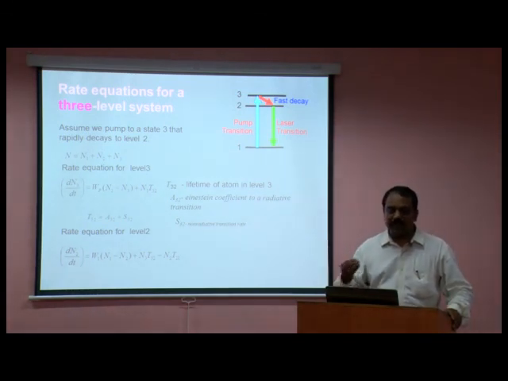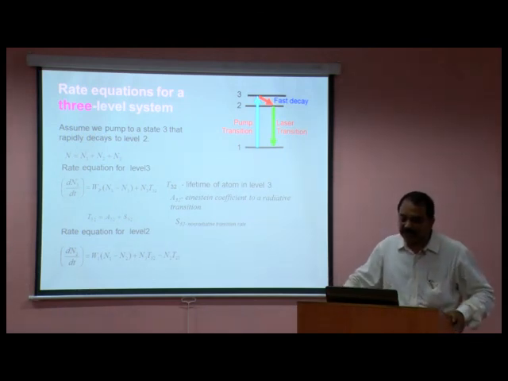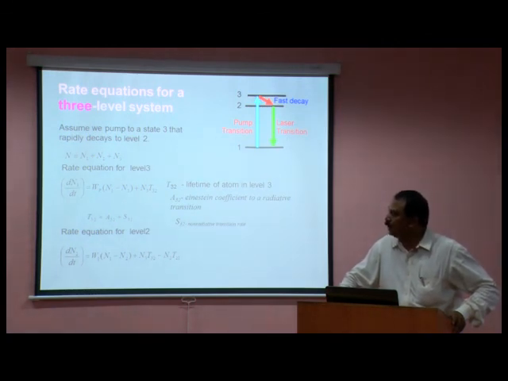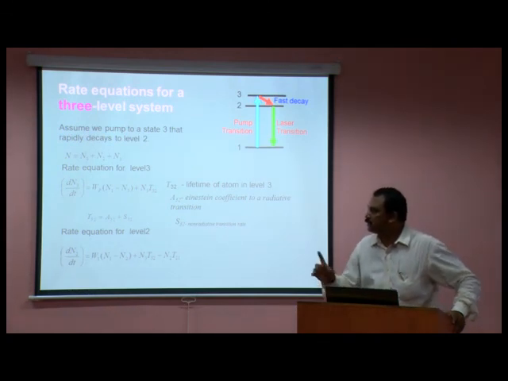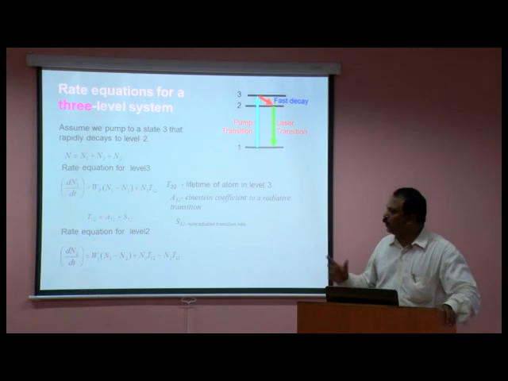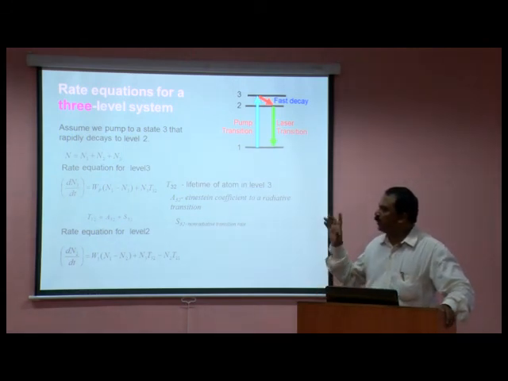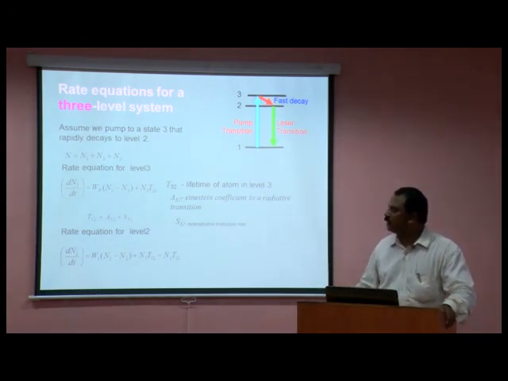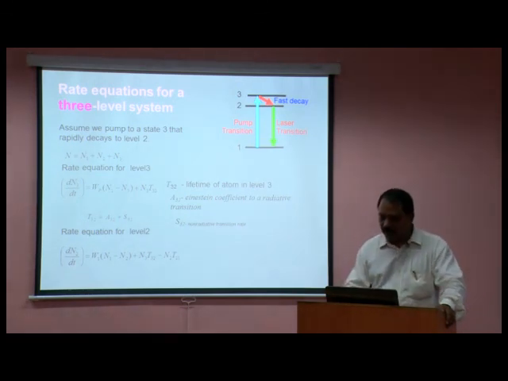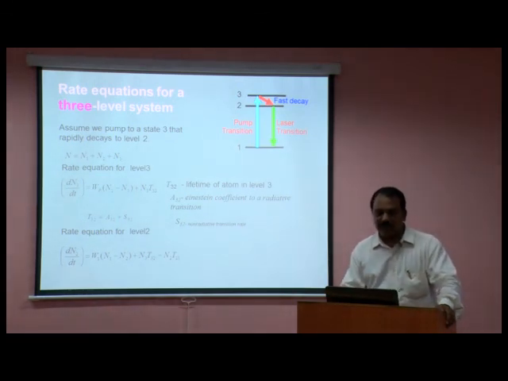So, I can write dN3 by dt as Wp N1 minus Wp N3 plus N3 D32. The first parameter Wp N1 is accumulation, minus Wp N3 is a depopulation, plus N3 D32 is a population. Okay. Let me come to the point of the rate equation for level 2.